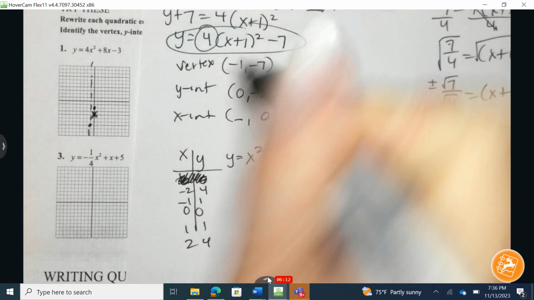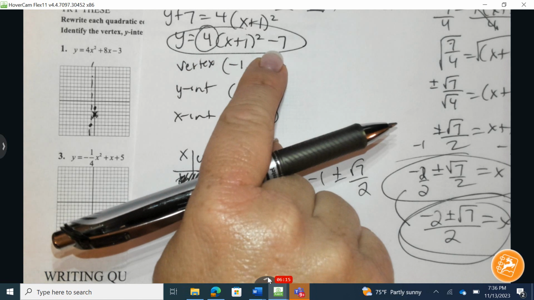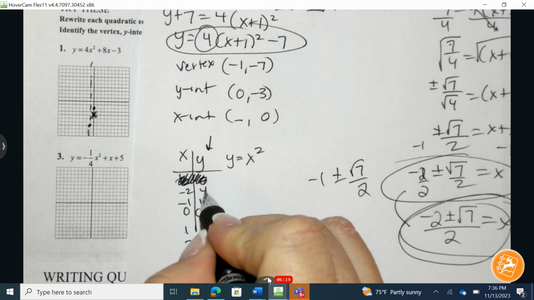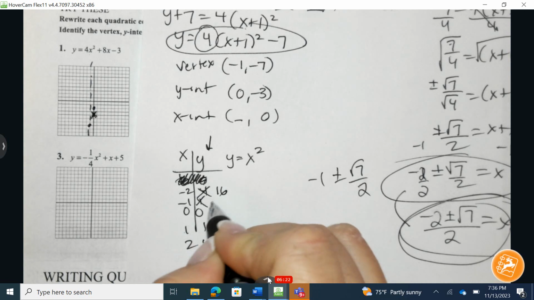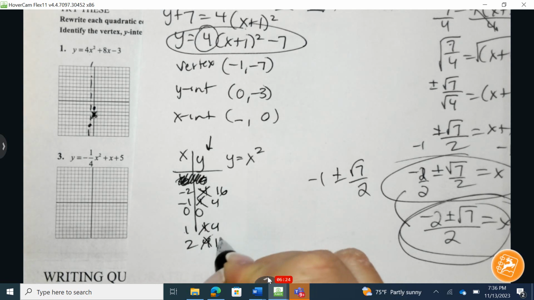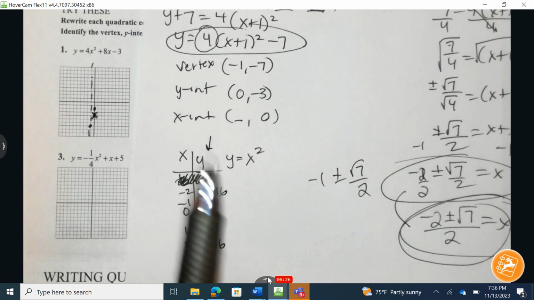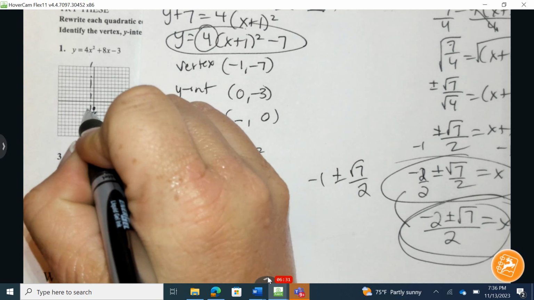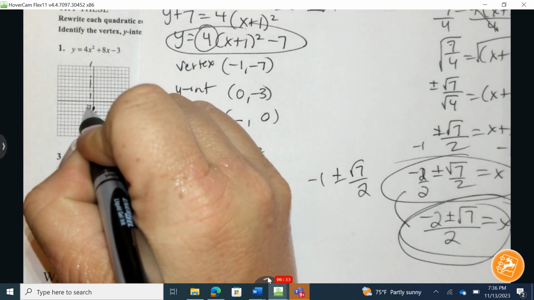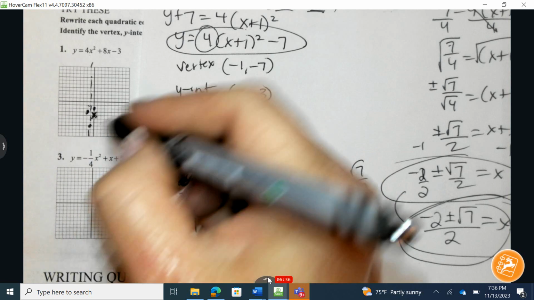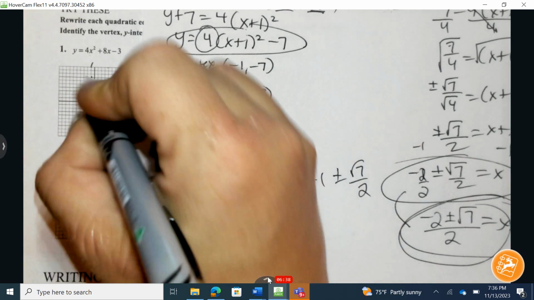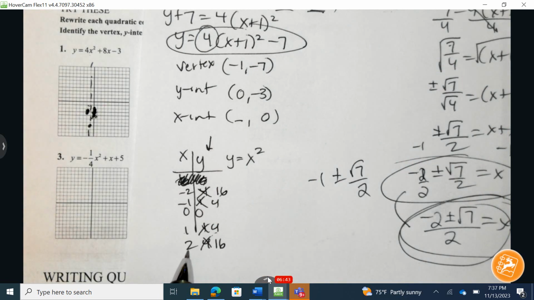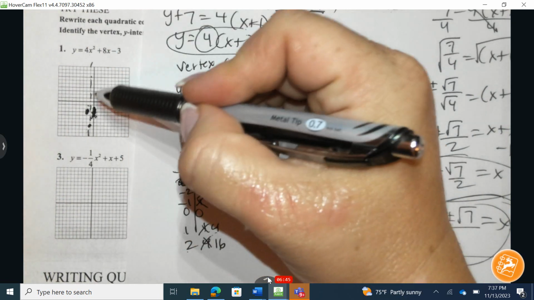Well, notice that the number out front, whether it is in vertex form or it's in standard form, is a 4. So I'm going to multiply 4 by the y's. So this becomes a 16, a 4, a 0, a 4, and a 16. So here's my 0, 0. I'm going to go to the left one and up 4. Left one and up 4. Okay, and I'm going to go to the right one and up 4, and then I'm going to go to the right 2 and up 16.